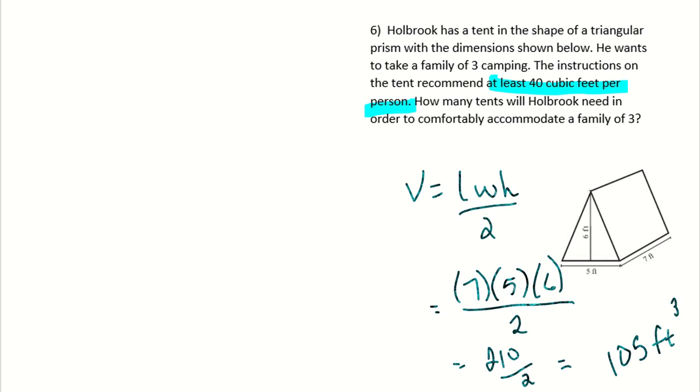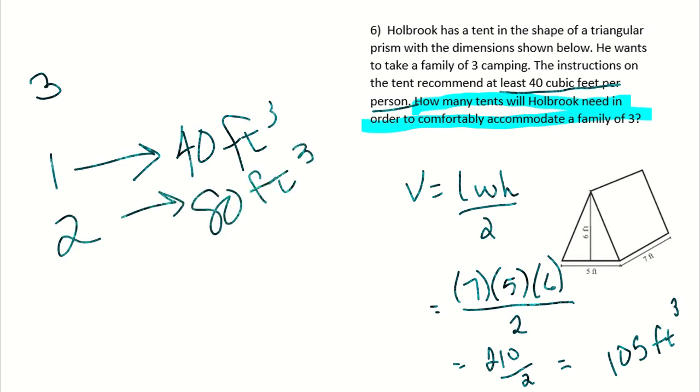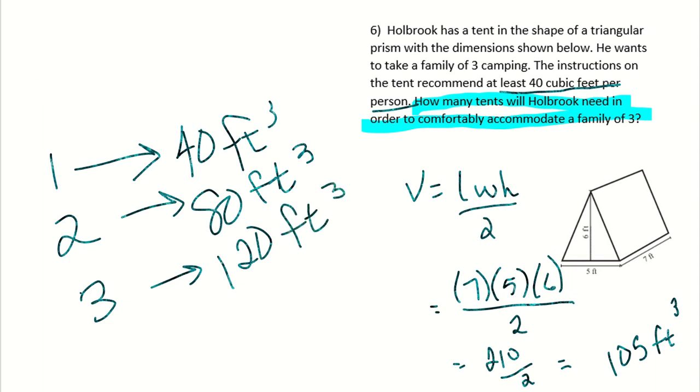That's not the final answer, right? Because that's not the question. We're almost there. The question says, how many tents will Holbrook need in order to comfortably accommodate a family of 3? So he's taking 3 people, and the recommendation is at least 40 cubic feet per person. So let's see. One person, 40 cubic feet. Let's go with that pattern. 2 people, 80 cubic feet. 3 people, plus 40 more, 120 cubic feet. And we're going to stop right there because he's only taking 3 people.